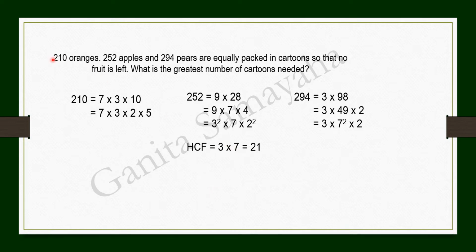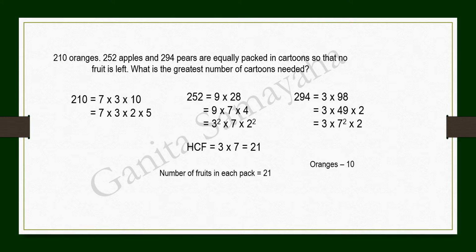There will be 21 oranges in each of the carton boxes, 21 apples, 21 pears. Okay. So we have to find out now what is the greatest number of cartons needed. So 21 oranges can be there in one box. Okay, so how many boxes we need for oranges? Yes, 10. Okay, children. So number of fruits in each pack is 21.